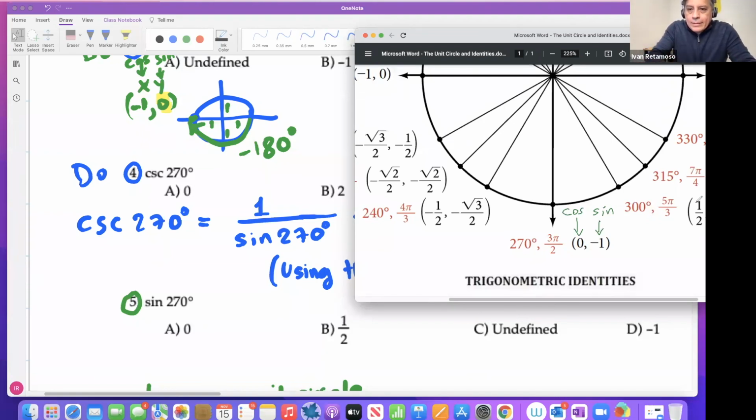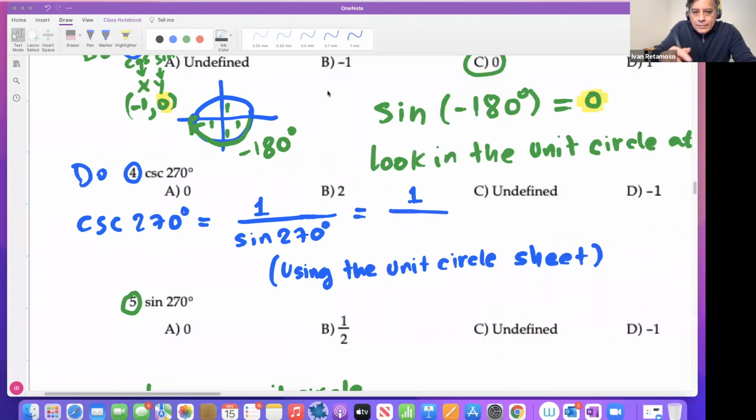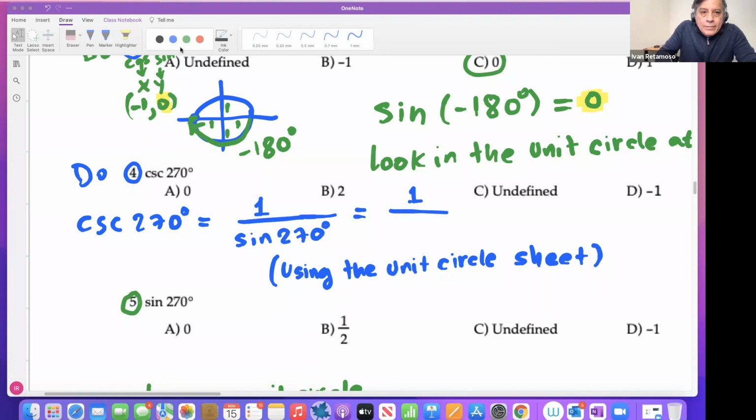All right, so let's go over this together. Looking at the unit circle, sine of 270 should be the second coordinate, -1. Very good. So take that -1. We do 1 over -1, and that is just -1. So the final answer should be this one for number 4, guys. Okay, very good.